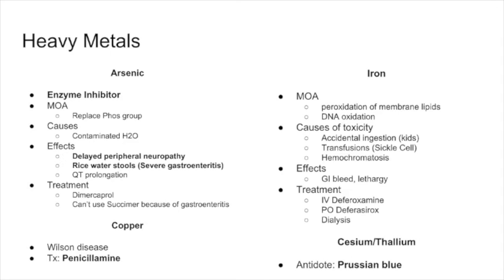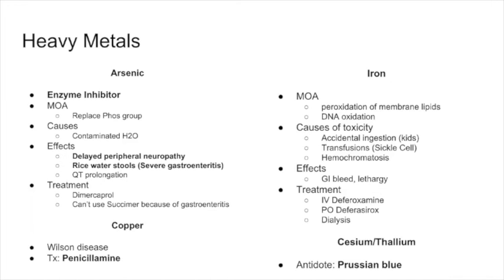What is the treatment for arsenic? So arsenic is a heavy metal, so you use dimercaprol. Can you use succimer? No, you can't, because succimer is an oral agent and arsenic causes severe gastroenteritis, so patients are not going to tolerate succimer.